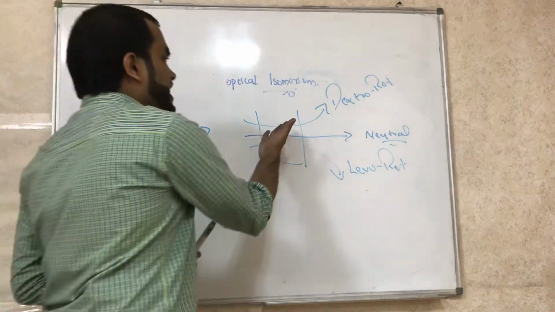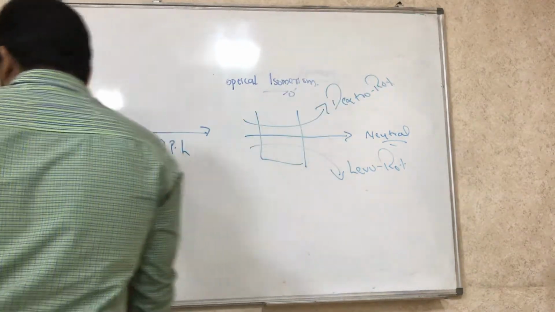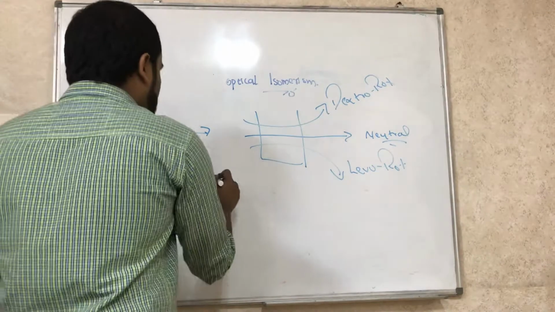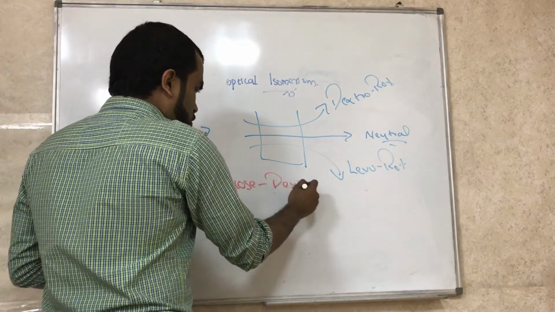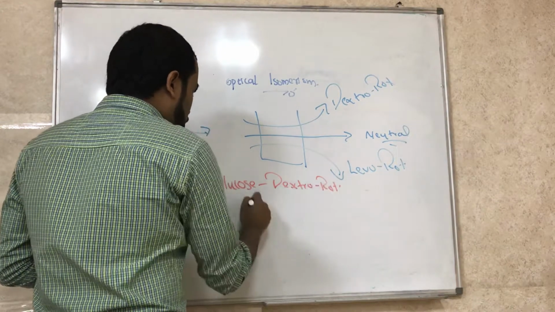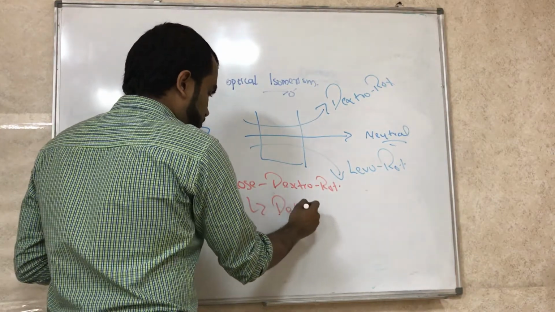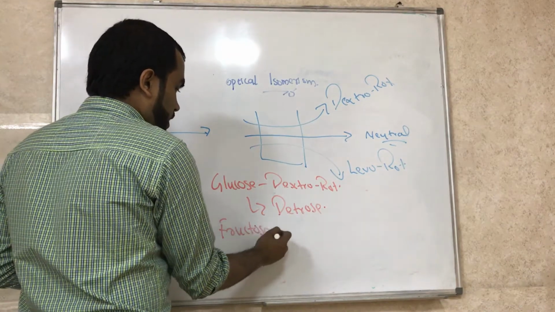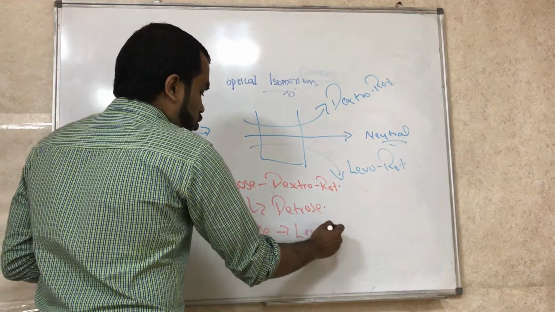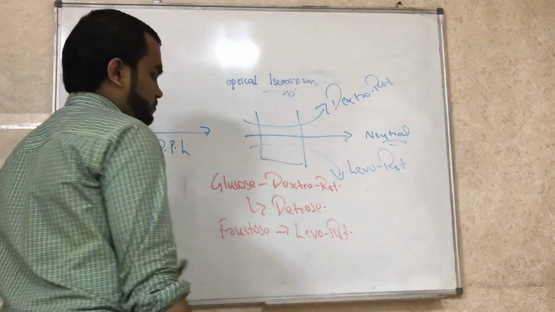So whenever they change the light to the right side, like a compound such as glucose, glucose is dextrorotating. So glucose is also called dextrose. But fructose is levorotatory, left side. Remember it.